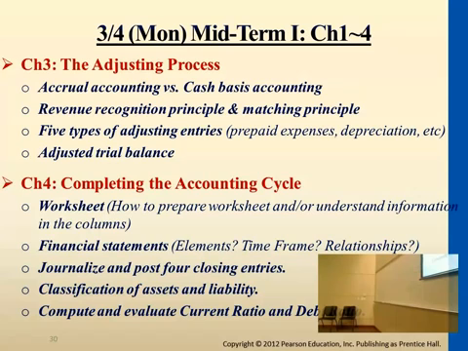Current ratio and debt ratio, you have to know how to calculate these. After calculating, know how to interpret the results. So what is the rule of thumb for current ratio? 1.5 is considered good. If it's somewhere in between, it's okay. But if it's lower than 1, it's considered risky.